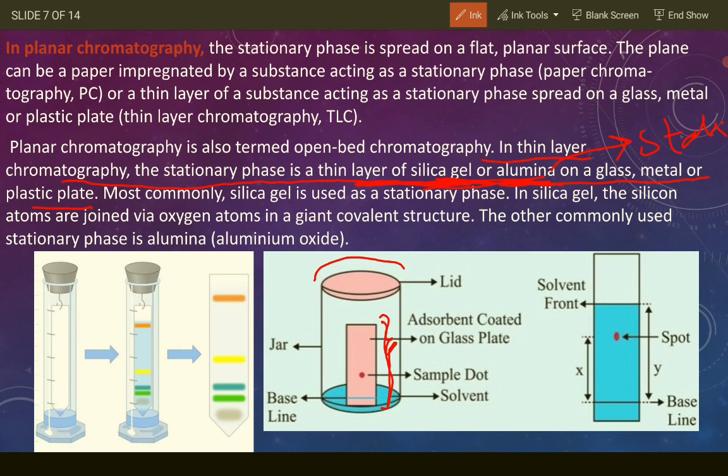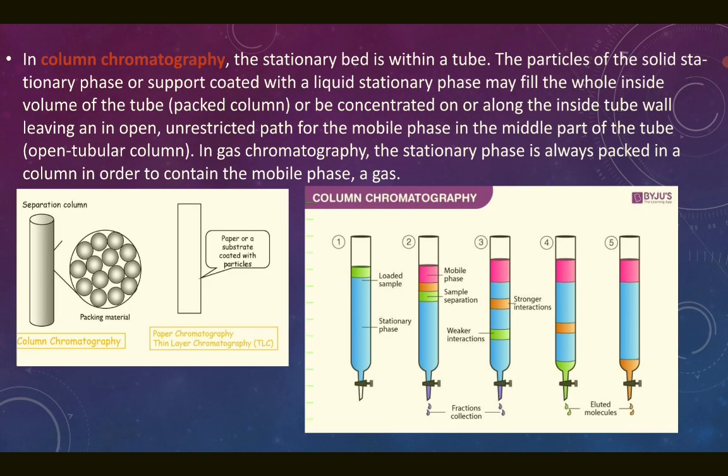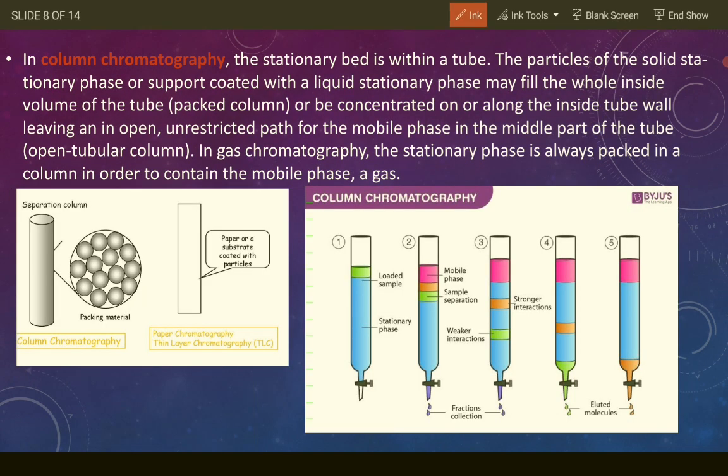Now let's move on to the next slide. Next, after the planar chromatography, let's see the column chromatography. The stationary bed is within a tube, as the name suggests, column. It needs a column. It is a cylinder kind of structure, and within the cylinder there is a packing material. Something like this, the column is packed with different molecules.